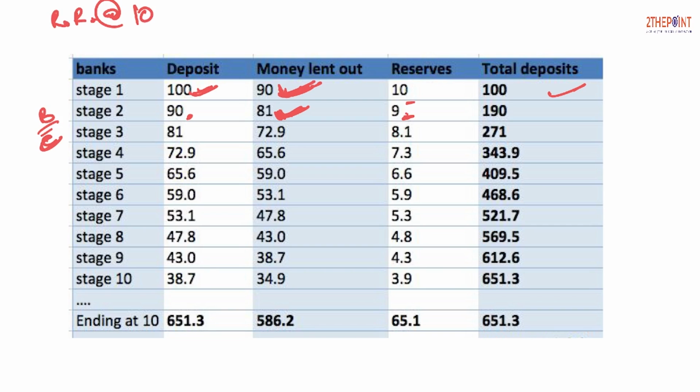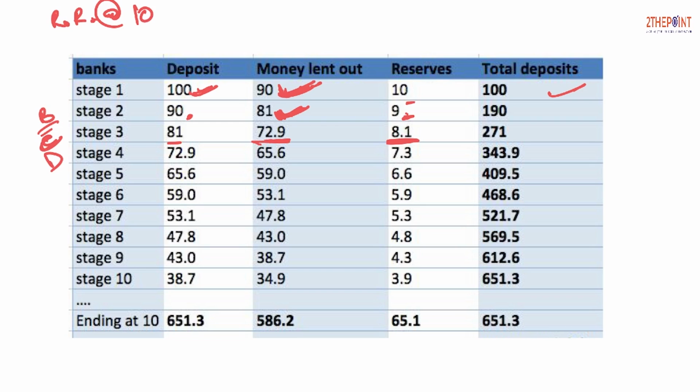Out of this again 10% reserve ratio, so 10% of 81 is 8.1, and then what is left to lend out in the market is 72.9 rupees. Now if you see, this keeps on going. This 72.9 will again go in bank D, out of which again the reserve ratio will be maintained. So if you see, it is leading to generation of more and more money.